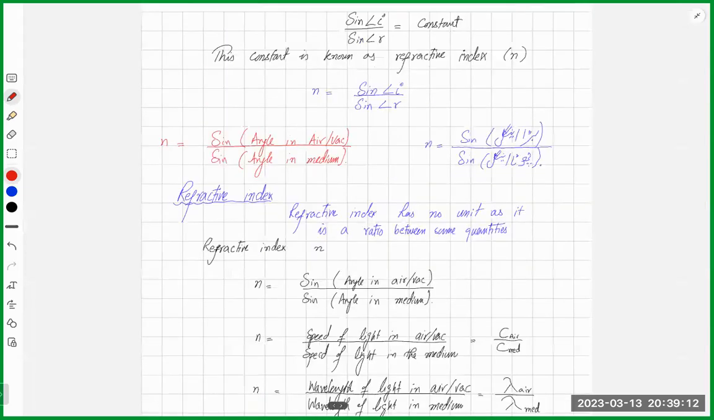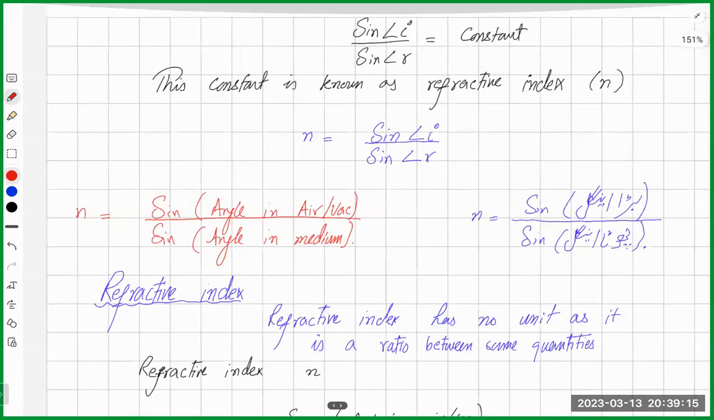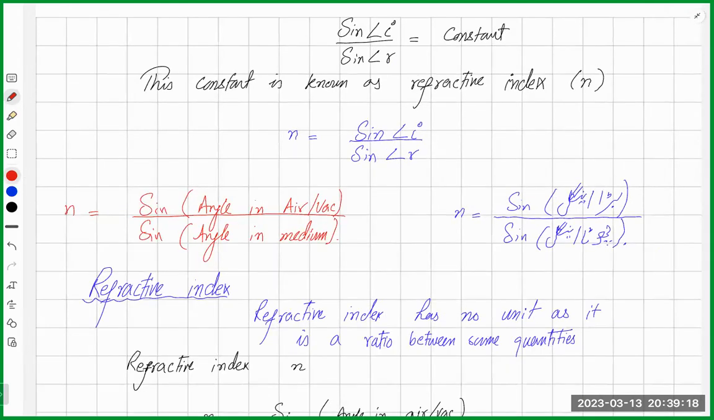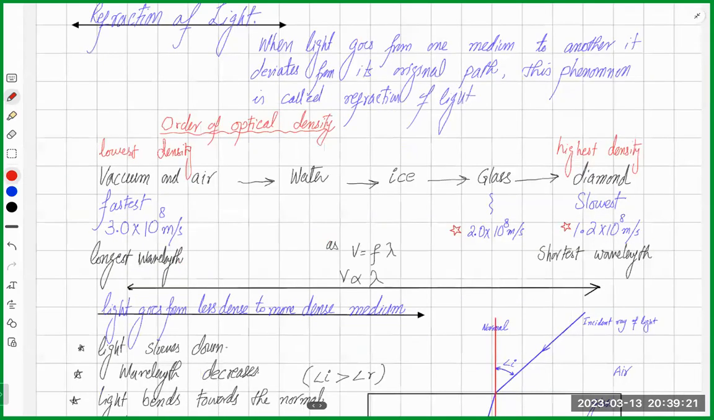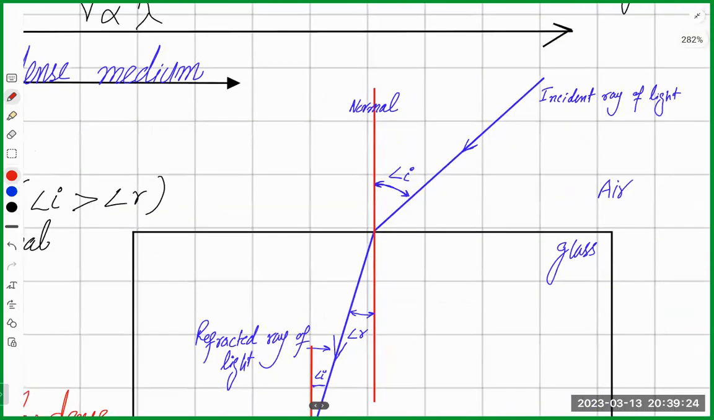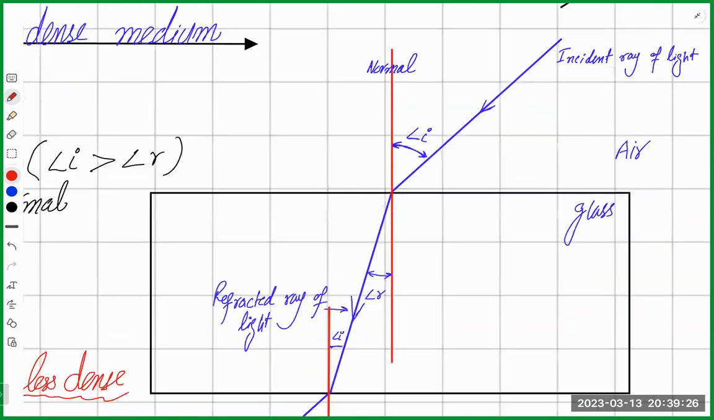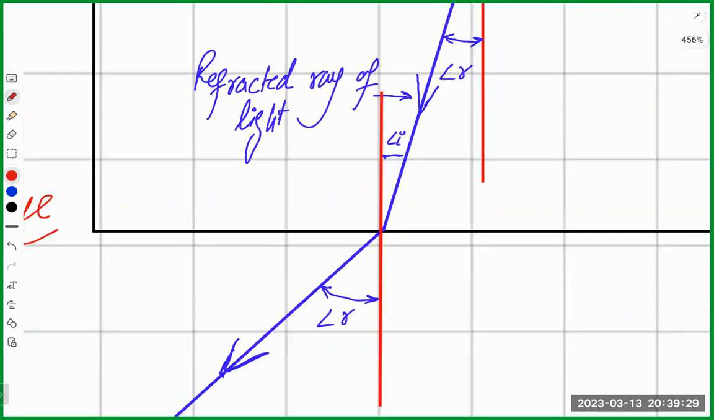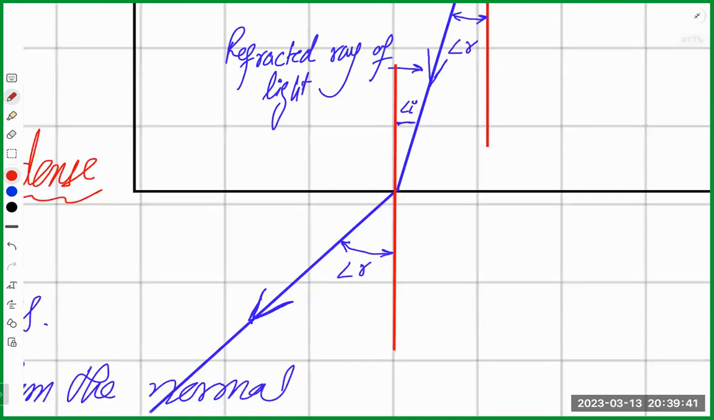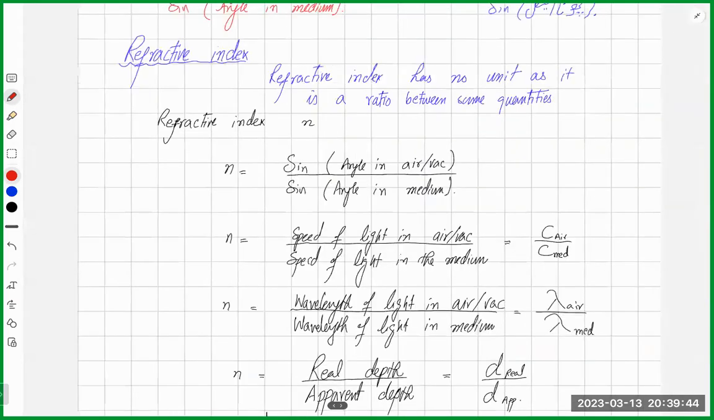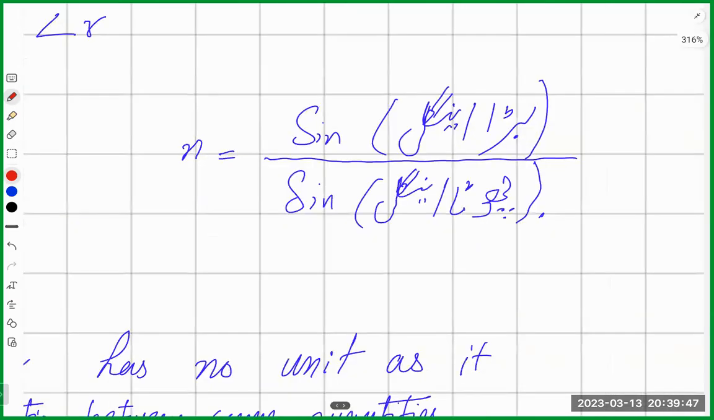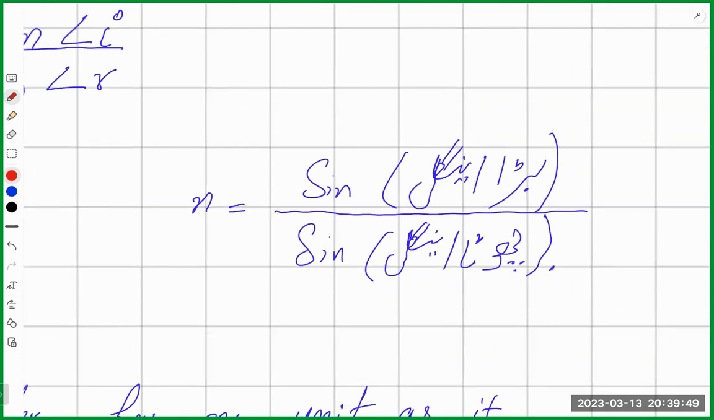So it will be sine I over sine R. Be very careful over here. If this is the situation, yes, it will be sine I over sine R. But if this is the situation, then it will be opposite. It will be sine R over sine I. How would we know? Answer is it is always sine of bigger angle divided by sine of smaller angle.